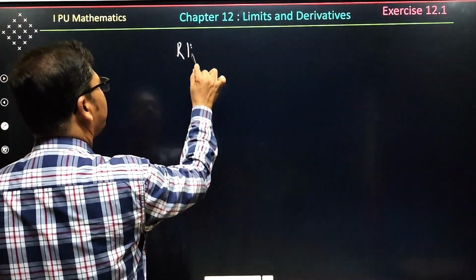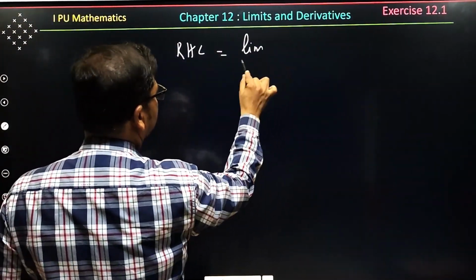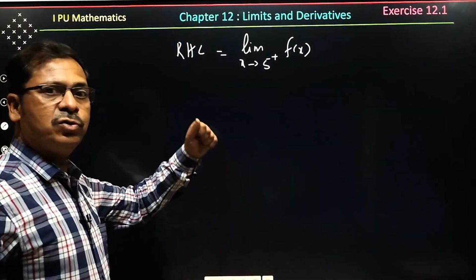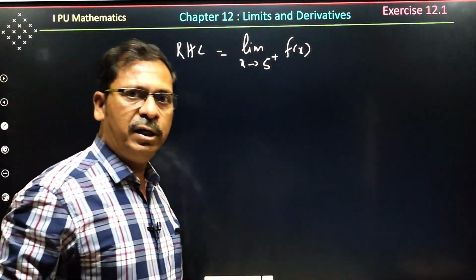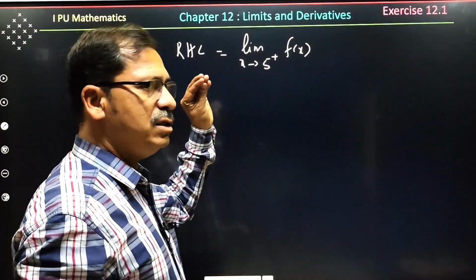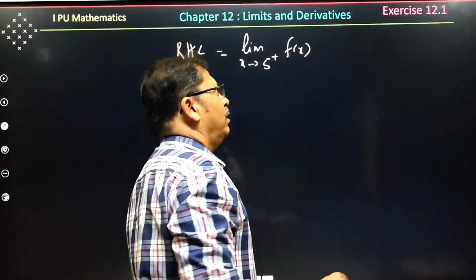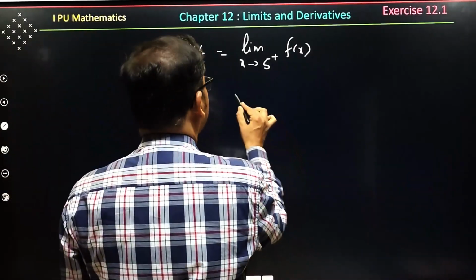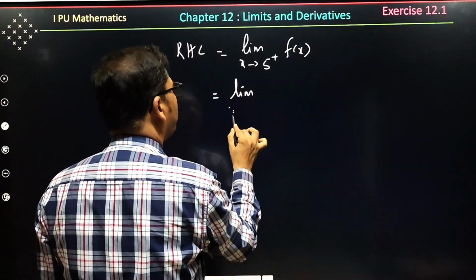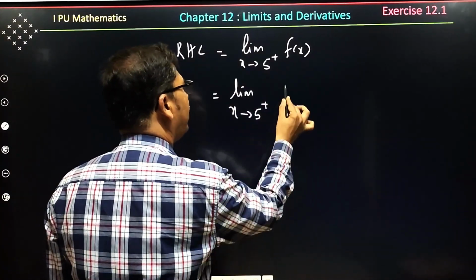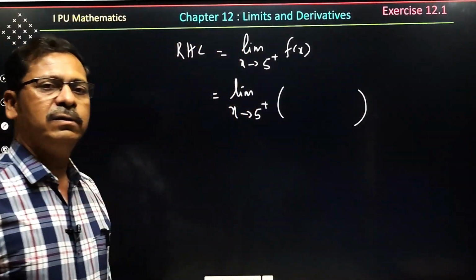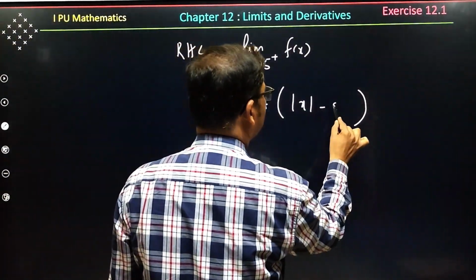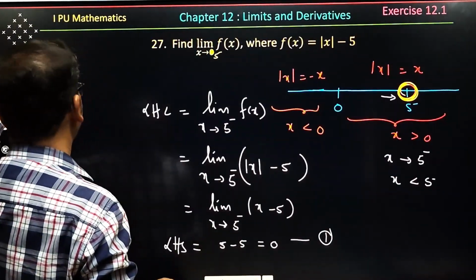Pay attention properly. This is equal to limit x tends to 5 plus f(x). Please concentrate. Limit x tends to 5 plus f(x). This means limit x tends to 5 plus, what function do you need to take here? The function is defined as mod x minus 5 itself. There is no change in the function, it is mod x minus 5.